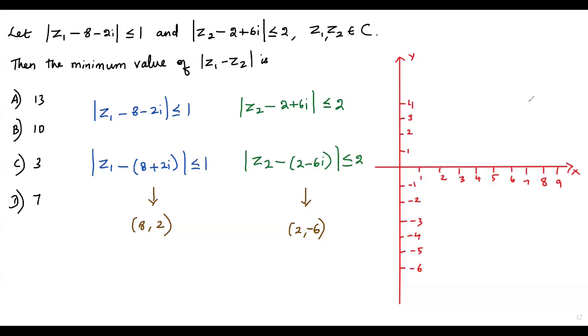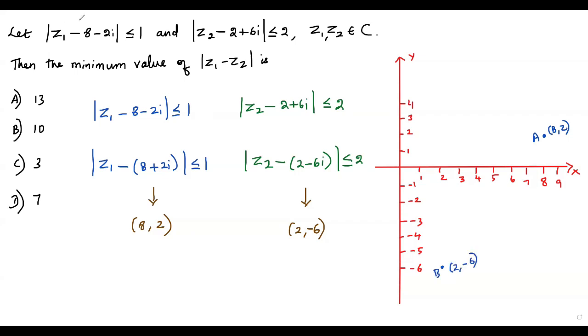Here we have a complex plane. The horizontal axis is the x-axis, the real axis, and the y-axis is the imaginary axis. Now let me plot the point (8, 2), that is, x coordinate is 8 and y coordinate is 2. We have the point over here, and let me name this point A. Now let me plot the point (2, -6), that is, x coordinate is 2 and y coordinate is -6. We have the point over here, and let me name this point B.